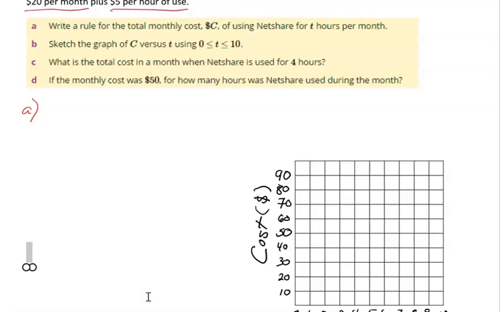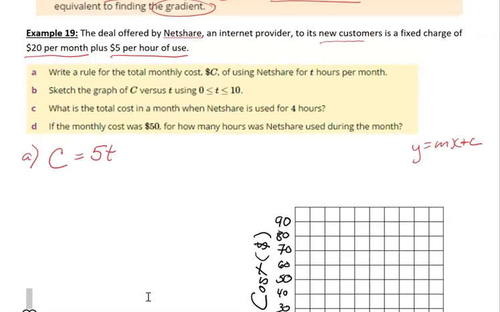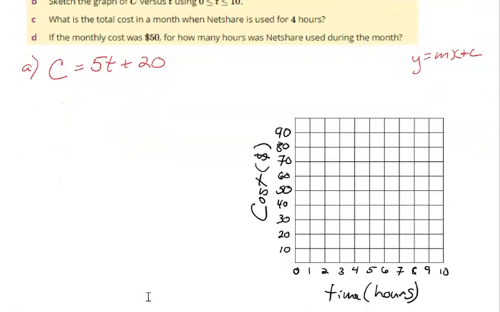Firstly, for A, we're going to write a rule. And our rule is going to be based off our old friend, the gradient intercept form. In this case, on the y-axis, we've got C equals our gradient of 5 times t. And where did that come from? Because $5 per hour of use plus 20. You could write that in the opposite order and it'll still work, 20 plus 5t, but I like to see that that 20 is actually going to be our y-intercept, if you look at it that way. That's our rule. So now we've got a graph going.